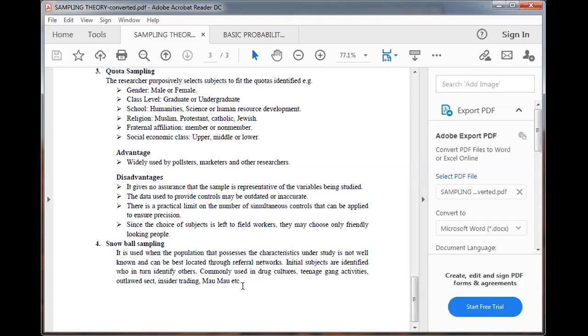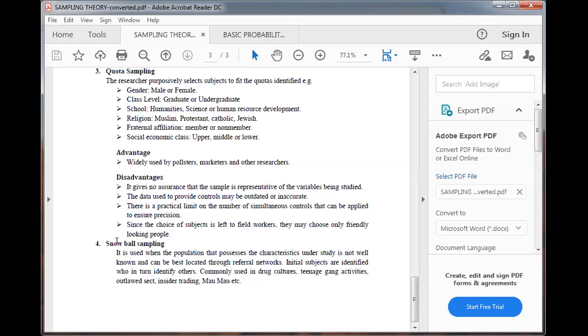You are not using probability, but you are relying on who referred you. You are referred to a certain person, and then you take that particular person as a sample as you look for another person like that. So if you look for people through referrals to be part of your sample, then you are using what we call snowball sampling. That is actually the basis or the end of the sampling theory.